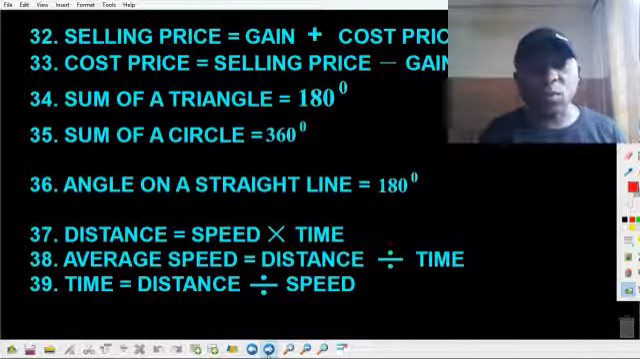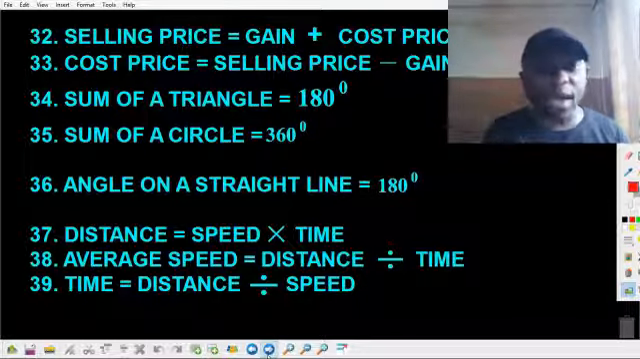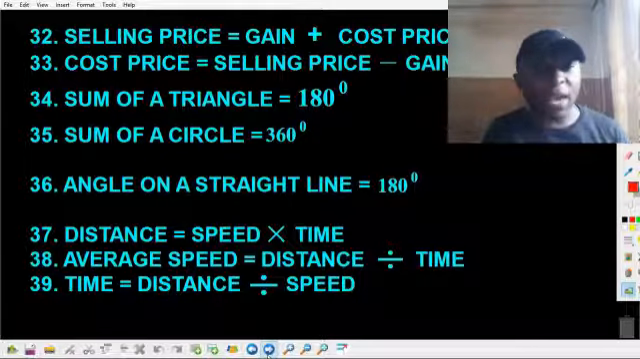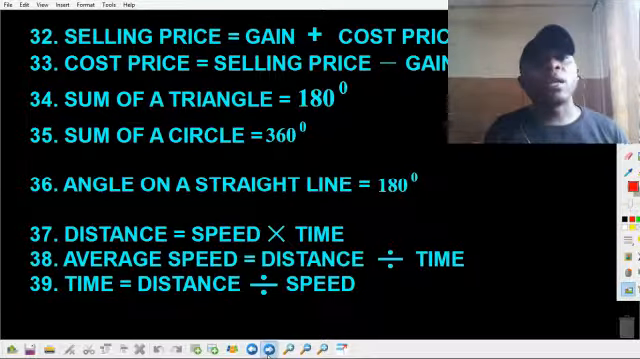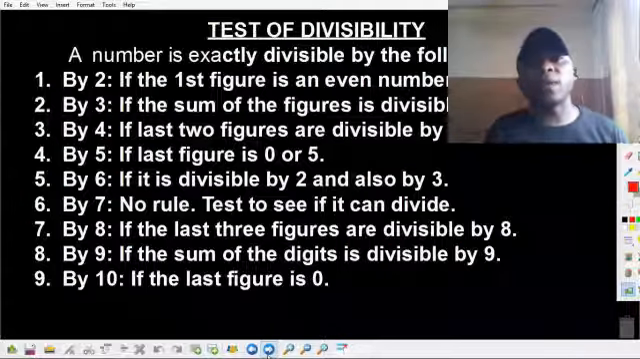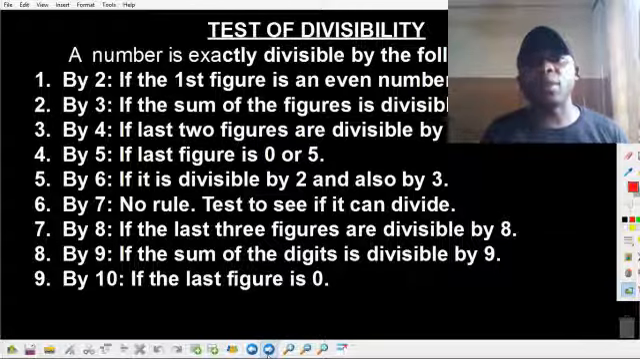For distance, we say speed times time. Average speed is equal to distance divided by time. For time, we say distance divided by speed. Now let's quickly look at test of divisibility.